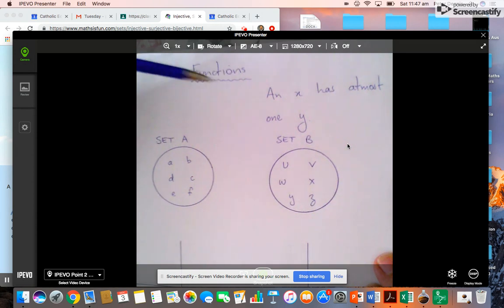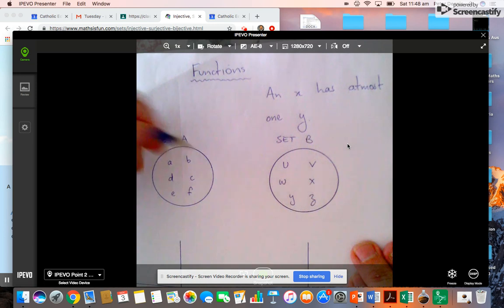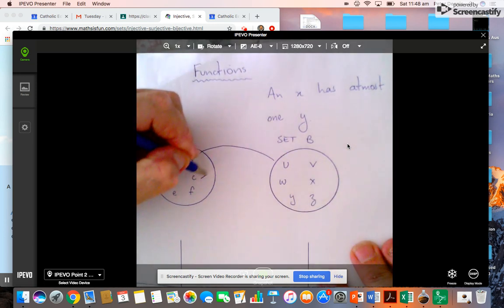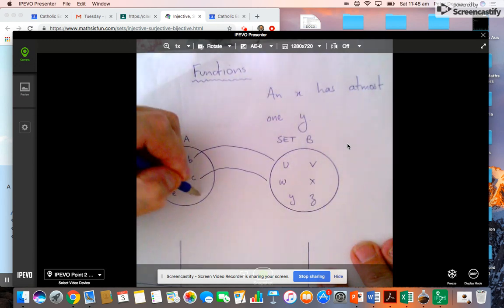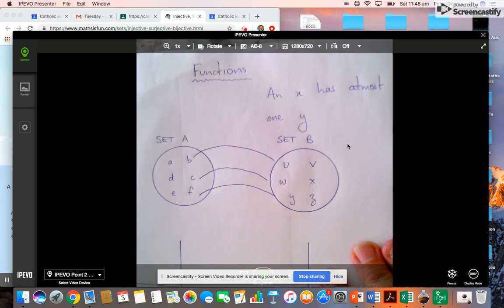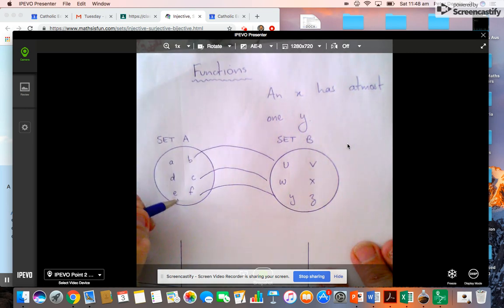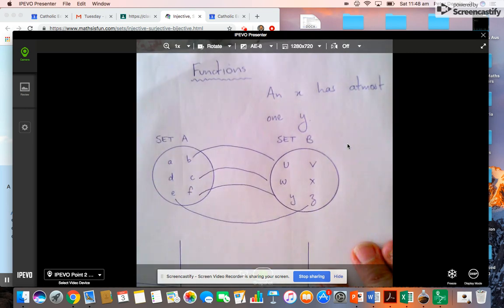You can't put 3 into the function and maybe get a 6 or a 7. For every x value, you get one y value. So this is a function. If b goes to u, c goes to w, f goes to z, that is a function. It doesn't have to use all of set A, but every one of these goes to one of those. E could go to z, still a function.